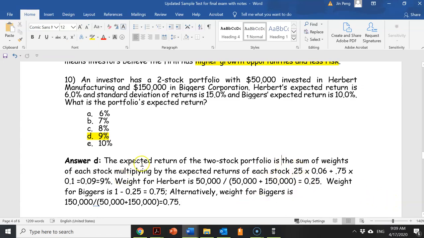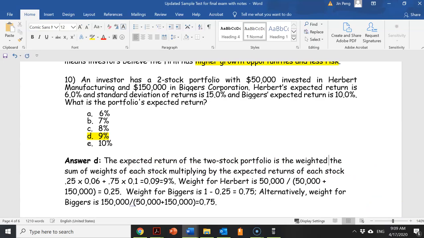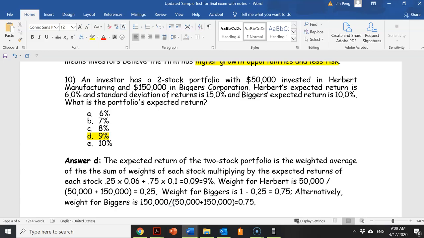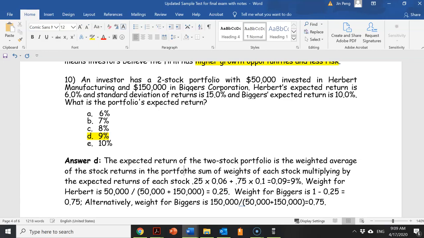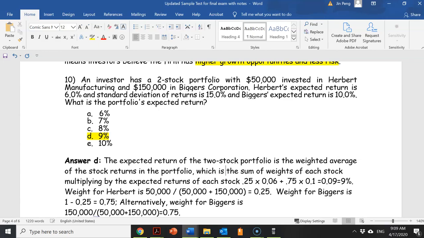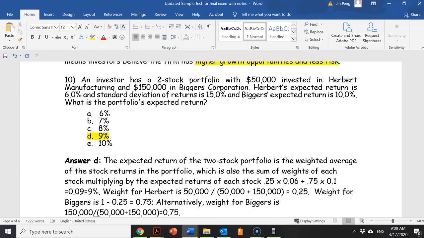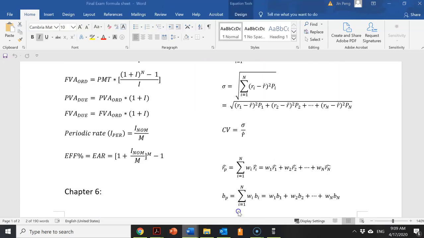Okay, so here I can also say the expected return of the two-stock portfolio is the weighted average of the stock returns in the portfolio, which is also the sum of the weights of each stock multiplied by the expected returns of each stock. Okay, and I can also put this formula in here.